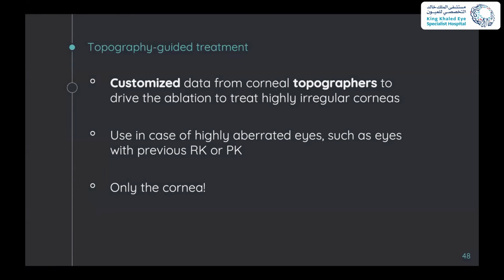Topo-guided treatment is a little bit different. Topo-guided treatment will get the data generated by the topographer, and it will customize a treatment based on this topography. And we usually use it in cases of highly aberrated eyes, such as patients with RK or penetrating keratoplasty. Keep in mind, these aberrations are only corneal aberrations. It's not the whole optical system aberrations. This is only corneal aberrations. And this is the difference between topo-guided and wavefront-guided.